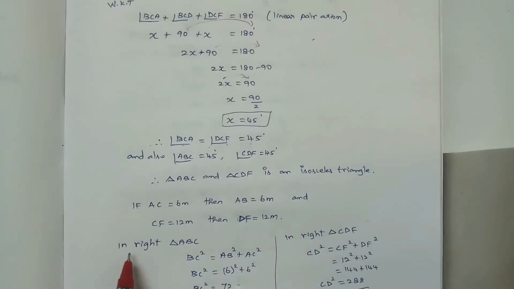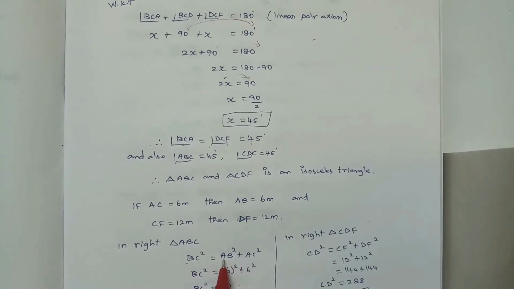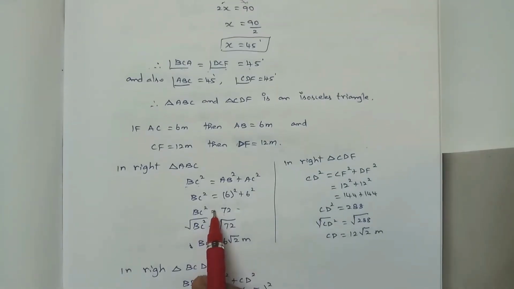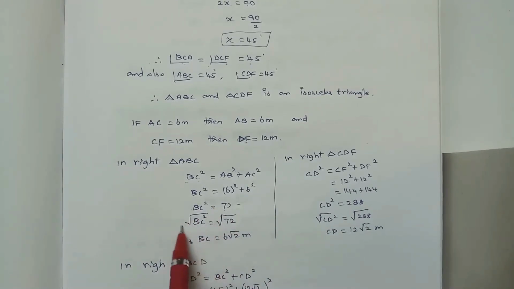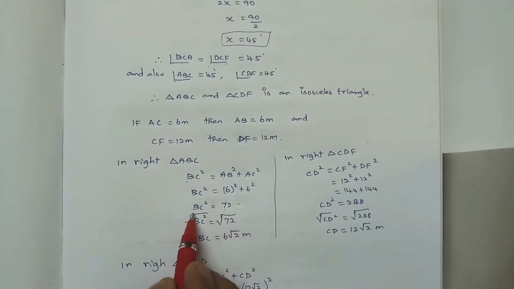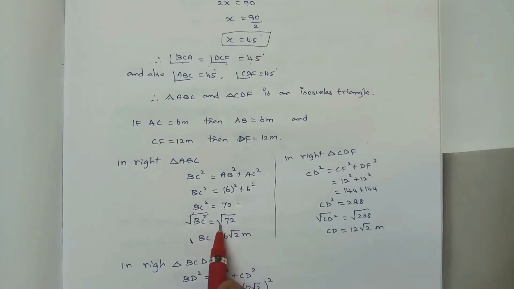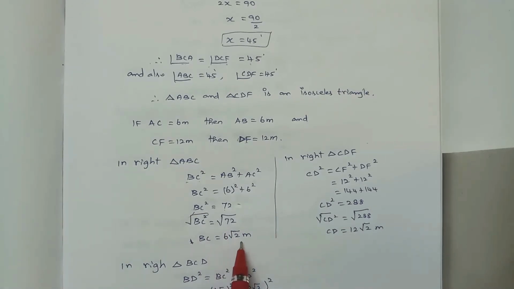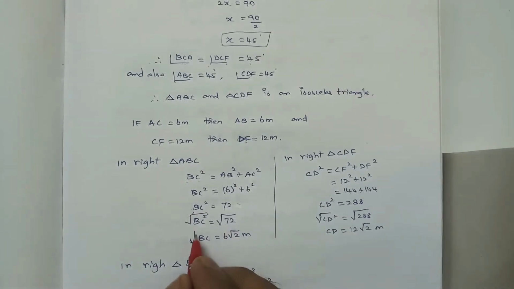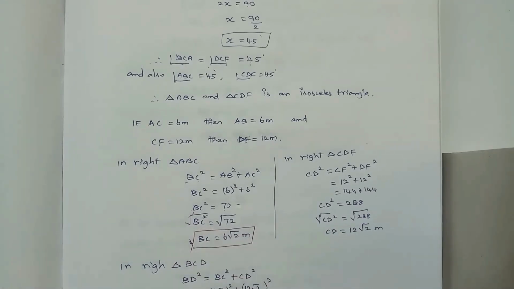Then by using that, in right triangle ABC, BC square is equal to AB square plus AC square. What is AB? 6 meter. So 6 square plus AC is nothing but 6 square. 6 square 36, 36 plus 36, 72. BC square is equal to 72. Then square root of BC square is equal to square root of 72. Square root will get cancelled. Square root of 72 is nothing but 6 root 2 meter. Now we got the side BC is equal to 6 root 2 meter.